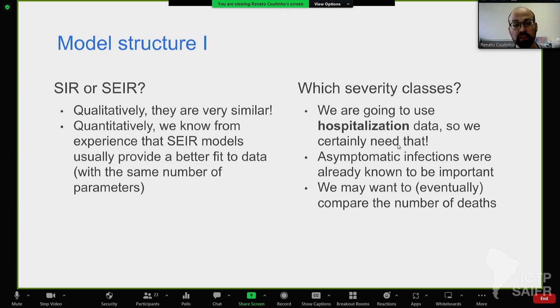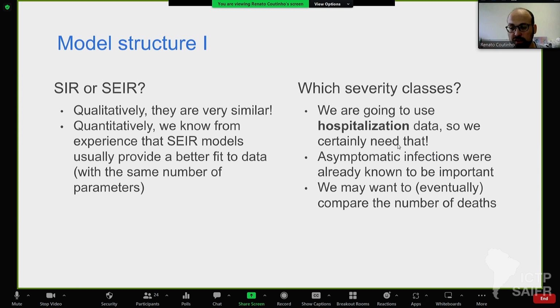But quantitatively, if you want to fit these models to data, we know from experience that SEIR models tend to be much better, right? Why is that? Because when you look at an SIR model, you have only a single parameter for recovery, that is this minus gamma I, right? I think I have solved this before.